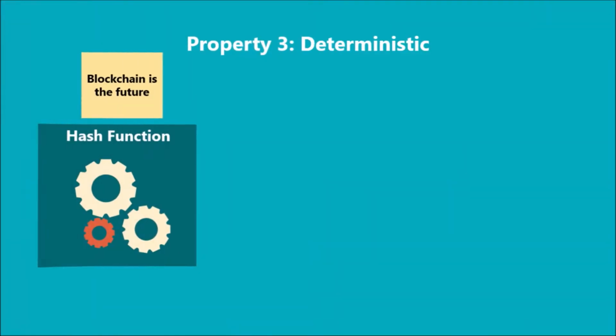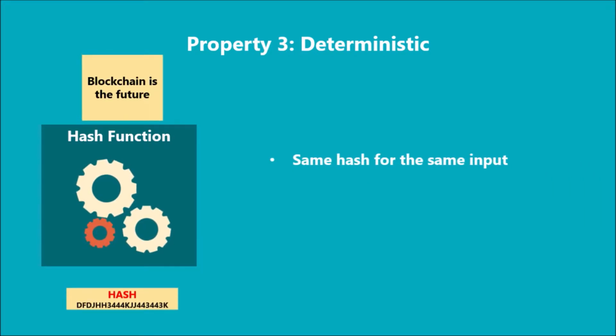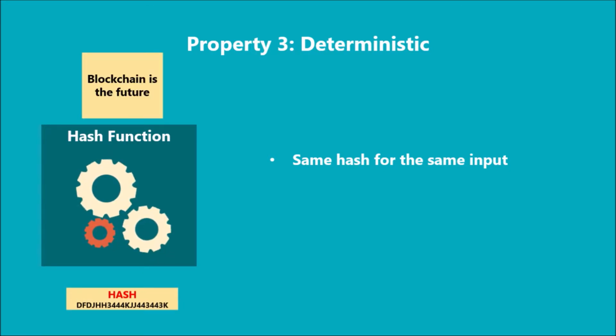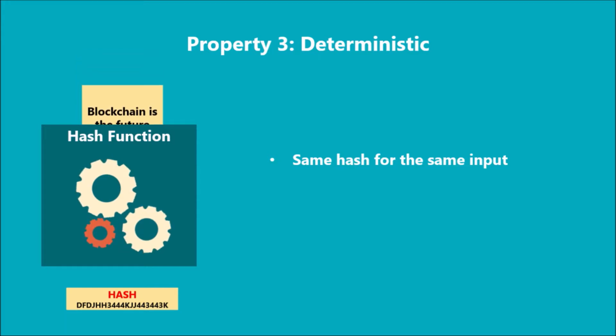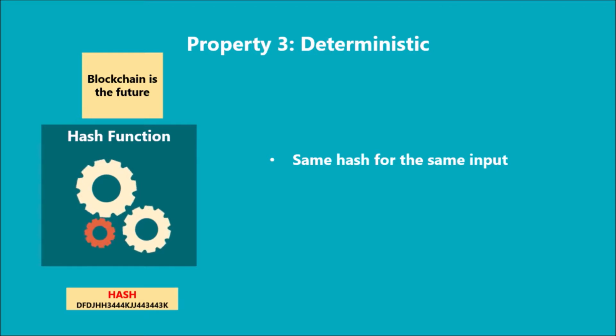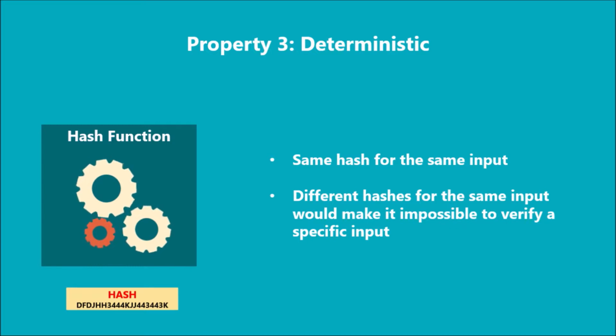A cryptographic hash function used in the blockchain must be deterministic. In simple words, a function is said to be deterministic if it generates the same hash whenever the same input is passed through it. No matter how many times we pass an input, "blockchain is the future", through the hash function, it should always generate the same exact output or hash every single time. If different outputs are generated by a hash function for the same input, the hash function would become useless and it would be impossible to verify a specific input.